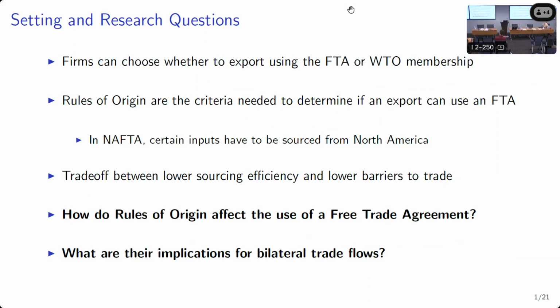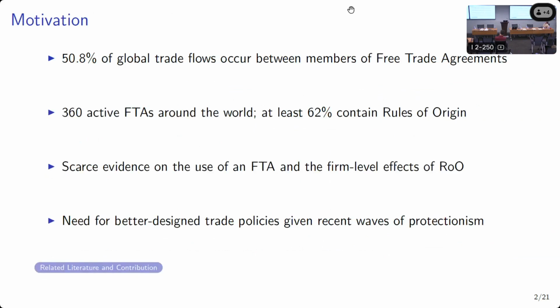But what if the US or North America in general are terrible suppliers of steel? In that case, rules of origin introduce a trade-off at the firm level between lower sourcing efficiency, for example, I would like to purchase the steel from China, but I have to do it from the United States, Canada, or Mexico, and lower barriers to trade, not paying a tariff when exporting, okay? So these are the research questions of the paper. How do rules of origin affect the use of a trade agreement and what are their implications for bilateral trade flows in North America?